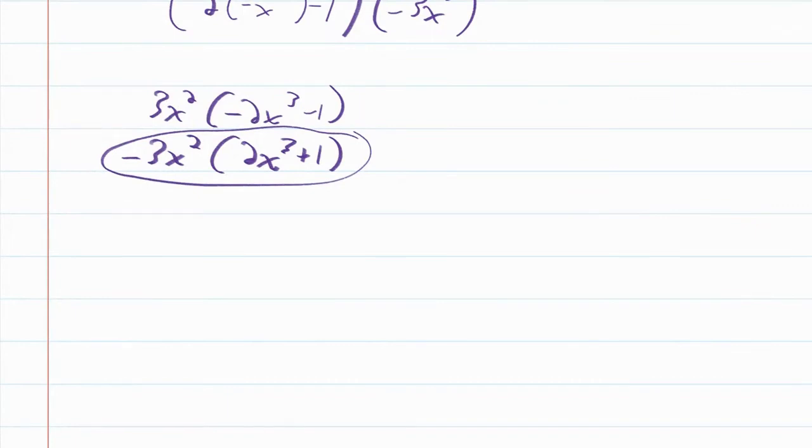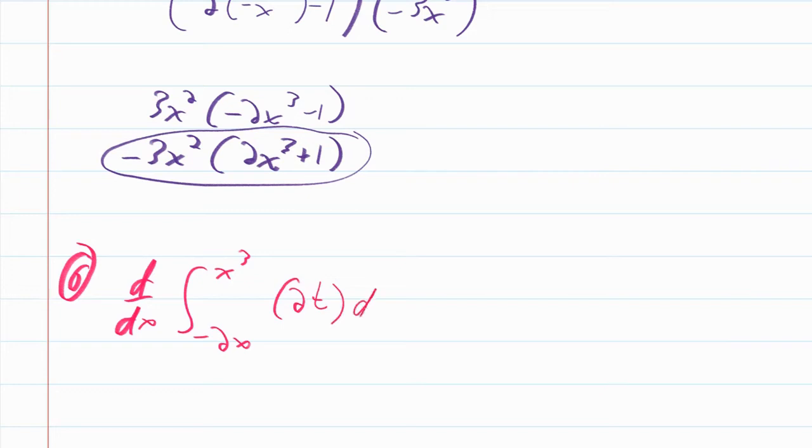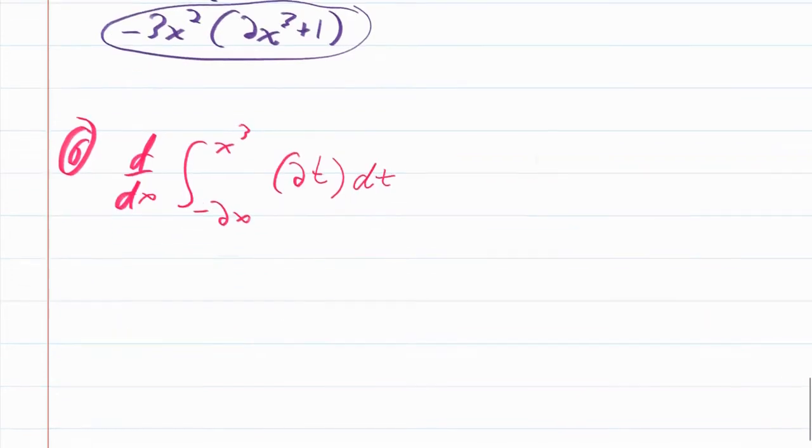Okay, next example. We're going to take the derivative of the integral from negative 2x to x cubed of 2t dt. This is the first example we've had where both the lower and the upper limits have functions in them. So this is also going to be a simple process once you do it. But I want to prove this once and then never again.